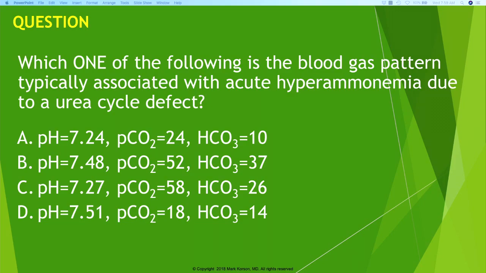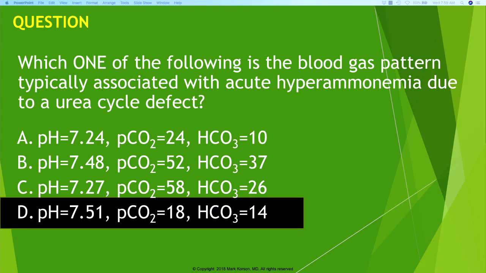So one last question. Which one of the following blood gases is typically associated with acute hyperammonemia due to a urea cycle defect? Is it A, is it B, is it C, or is it D? Okay, so yes, the answer there is D.